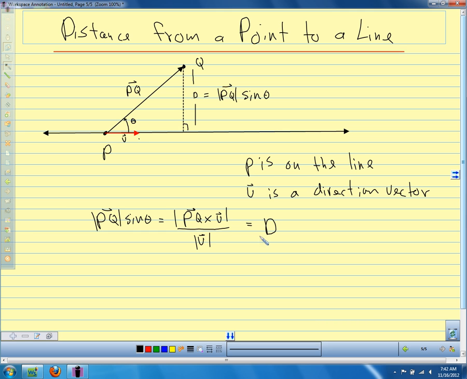So this is our expression using our analysis for how we write the equation of a line. This is our expression for the distance between a point and a line. Let's do an example with that, and then we'll be done.